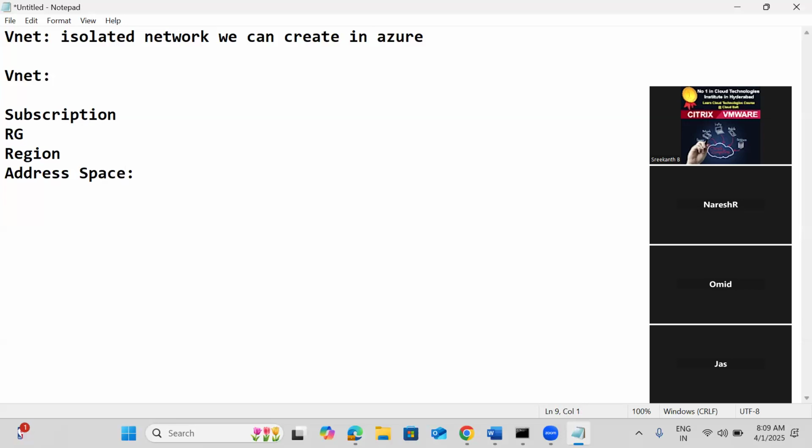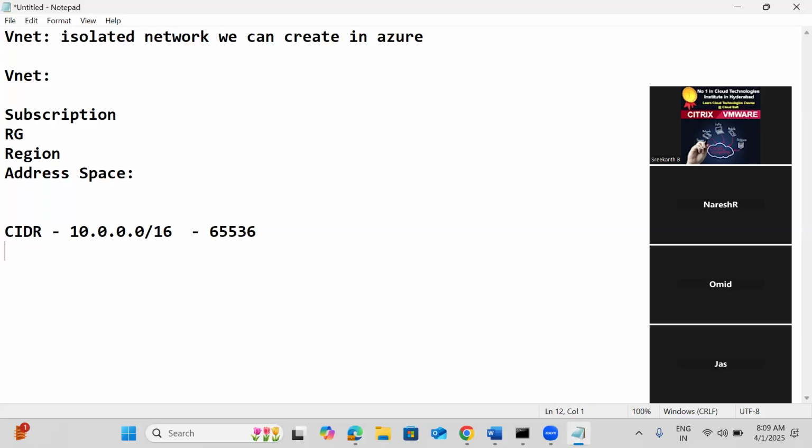What is the meaning of address space? We need to give the CIDR block. So what is the CIDR range of IPs we want? That CIDR range we need to specify. Mostly by default we are getting 10.0.0.0/16. What is the meaning of 10.0.0.0/16? It gives a range of 65,536 IPs. Okay, so this is the CIDR representation, the newer way of representing the IPs.